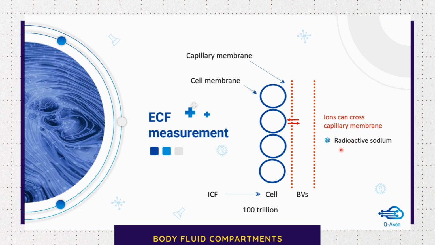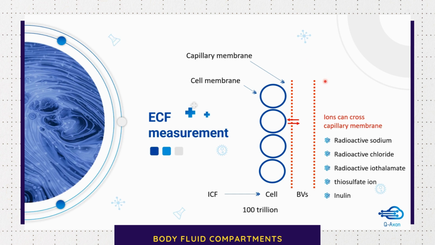Because we want to measure it later. Okay, so radioactive sodium is used. Then there is radioactive chloride which we can use. Then another ion, that is radioactive iothalamate, can be used. Then thiosulfate ion can also be used. And there is another substance, inulin also, which can be used.